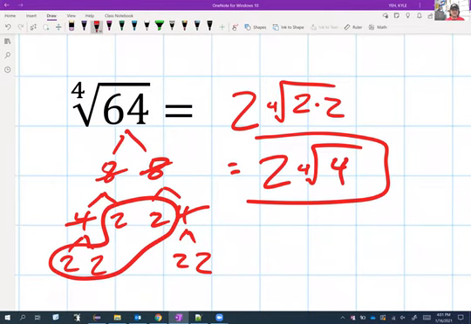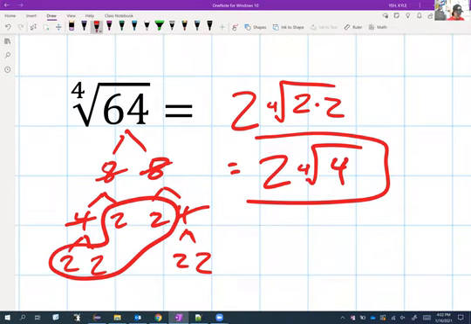All right, there's my work on the screen. 4th root of 64, I was looking for groups of 4, broke it all down. Turned out 64 is just 2 times 2 times 2 times 2 times 2 times 2. So we have one group of 4, we can pull 1 2 outside, and we have 2 2s left inside that radical. So you can see my top line there, 2 times the 4th root of, there are my 2 2s left inside, and I just simplified 2 times the 4th root of 4.